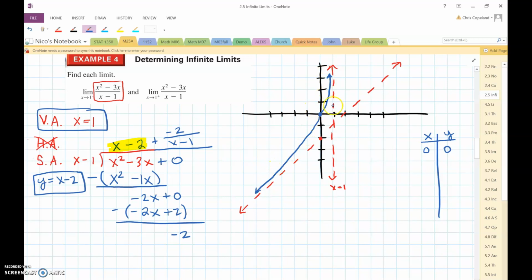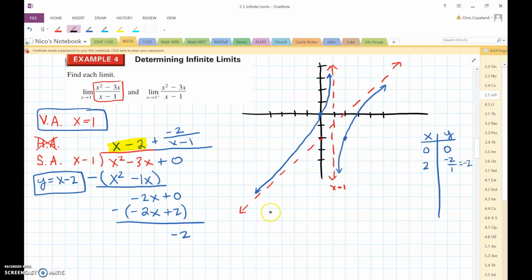On this side of the vertical asymptote, I also need to test a point on the right of the vertical asymptote, so I'm going to test 2. When I plug 2 into this function, I'm going to get 4 minus 6, which would be negative 2, and then I would get 2 minus 1, which would be 1. So this is going to be equal to negative 2. So negative 2 would be here. Okay, so now I see what the graph of this function looks like in blue.